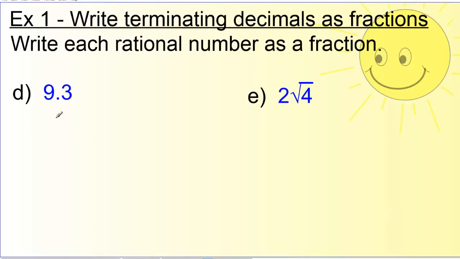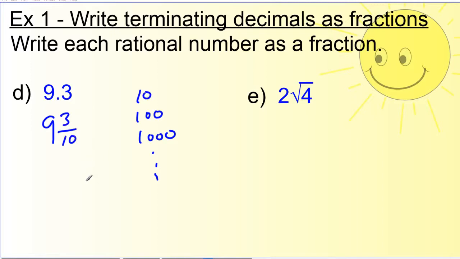All right, so letter D. So you know it's going to be 9 and 3 over something. And since this is a terminating decimal, it's either going to be 10 or 100 or 1,000, dot, dot, dot, the whole way down to, you can have a 1 with a billion zeros after if you wanted. Now, since this number up top is 1 digit long, you use 1 0.